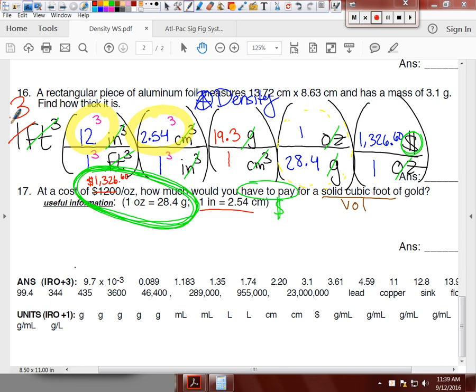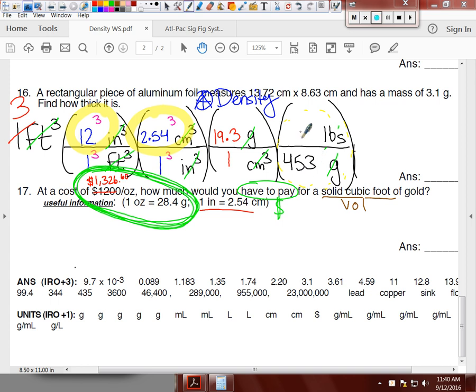Real quick, I know we're running out of time, but I want to show you how much this thing would weigh. It's a really simple change. First of all, we're trying to get to pounds, right? So do I need this money thing anymore? No, I'm going to get rid of it. Okay? And there is actually a conversion from grams to pounds. So LBS, and there are 453 grams in 1 pound.